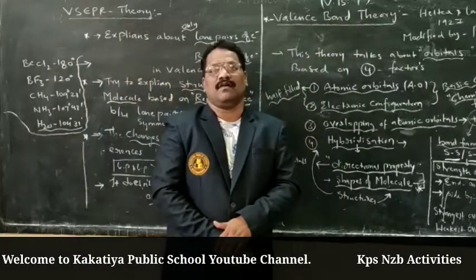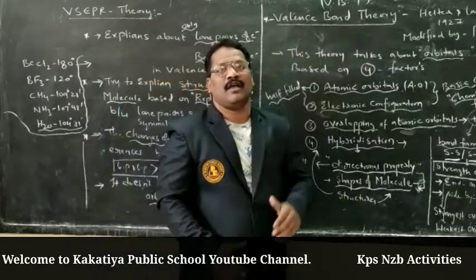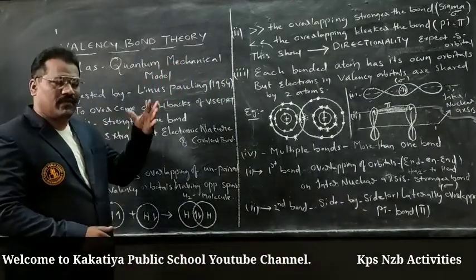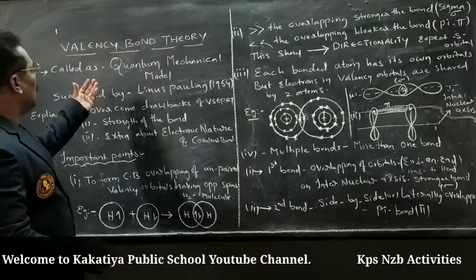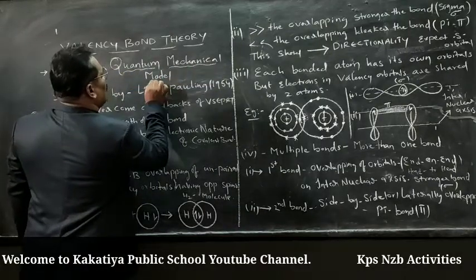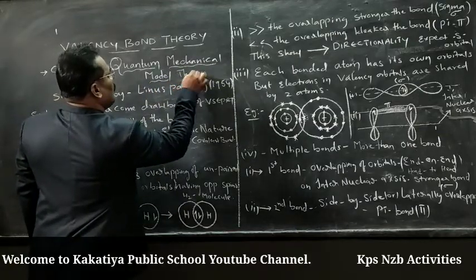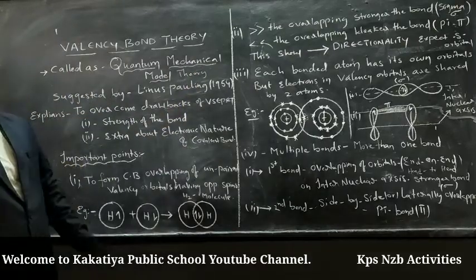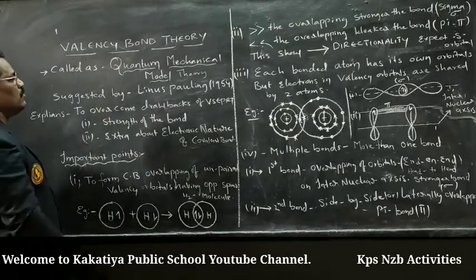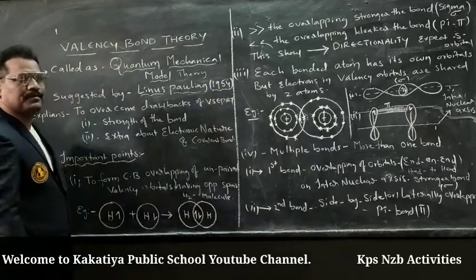In the next concept, we'll study valency bond theory in detail. Why did this particular theory come into existence? Let me discuss. This theory is also called the quantum mechanical model or quantum mechanical theory. This theory was suggested by whom? Linus Pauling in the year 1954.